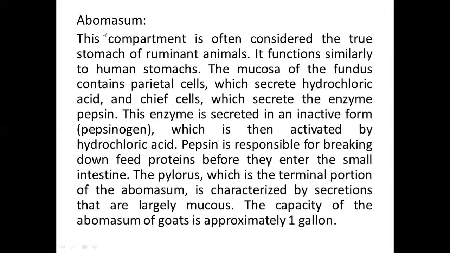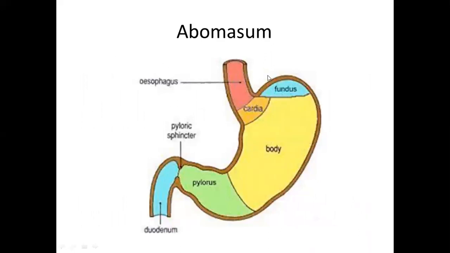Okay, the last chamber of the stomach, the abomasum, is often considered as the true stomach of ruminant animals. It functions similarly to monogastric animals' stomach. The mucosa of the fundus contains parietal cells. Okay, so the mucosa of the fundus. What is the fundus? Fundus is the upper portion of the abomasum. As you can see in the picture, this is the abomasum, and the upper portion of the abomasum is known as the fundus. Okay, is known as the fundus.